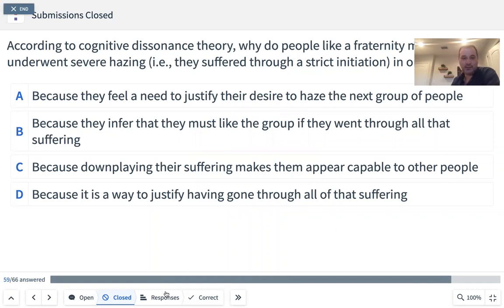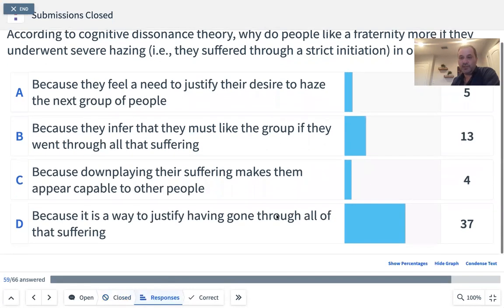So Simone, you said B and D feel similar. Well, that's because one of them is a cognitive dissonance explanation, which is D, and one of them is a self-perception explanation, which is B. So basically, according to cognitive dissonance theory, people have to justify why they went through all that suffering, which they do by convincing themselves they like the group more. B is the self-perception explanation. People are inferring, coming to the conclusion that they must like the group if they went through all that suffering.